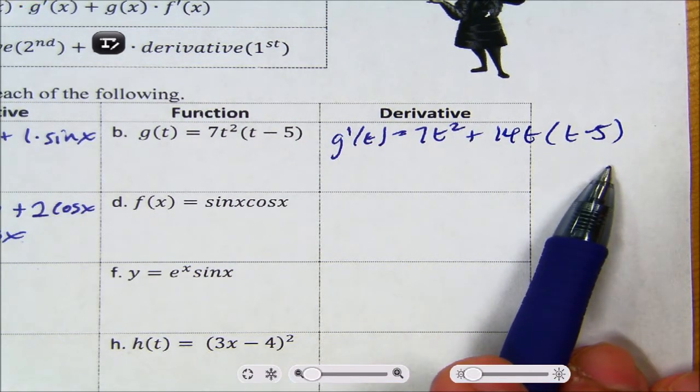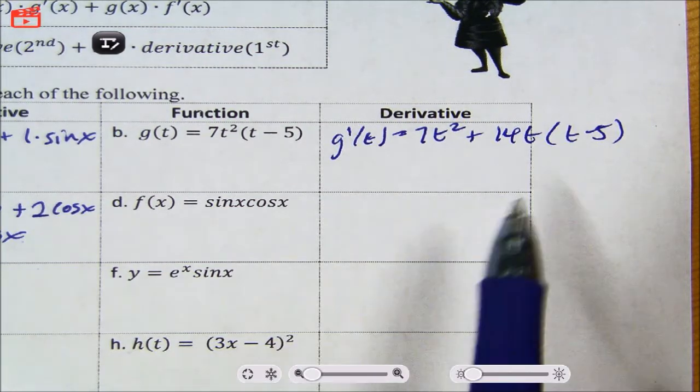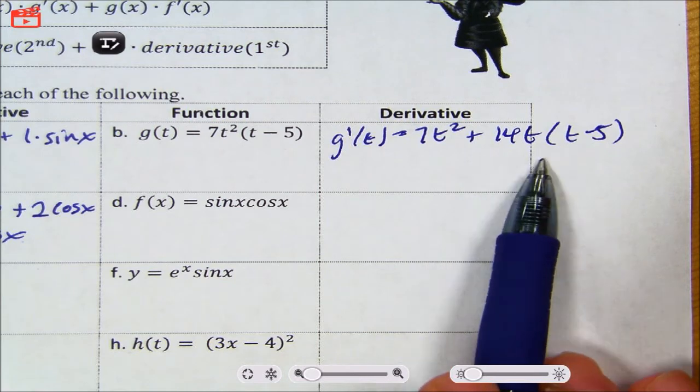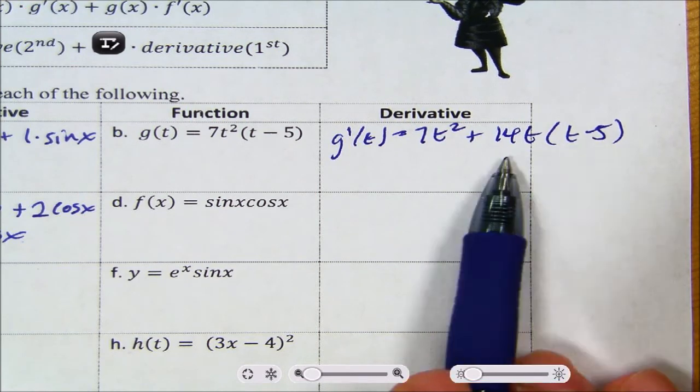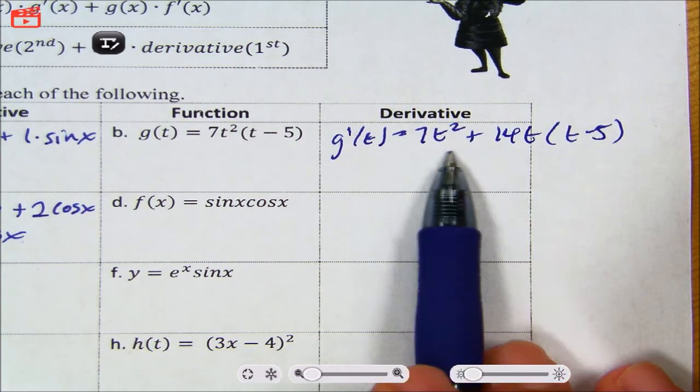Wait, Mr. Schweitzer. Yes. Wouldn't the 7t squared plus 14t be in parentheses? Sure. If you want to use parentheses, that's fine. Where's the 1? The t minus 5. Alright, so I really need parentheses when there's a sum or difference. When it's a product, I usually don't need the parentheses. But if you put the parentheses, it's not wrong.